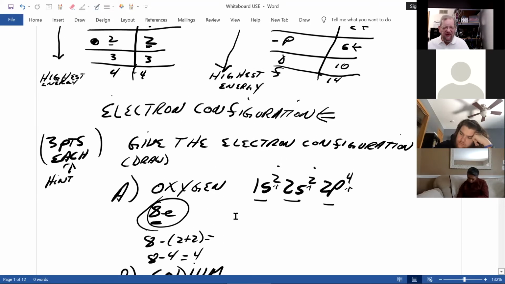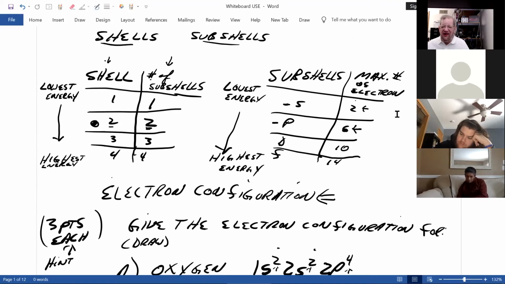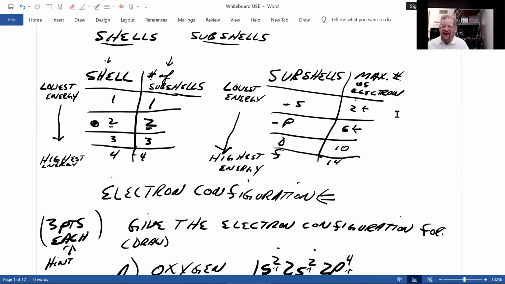And I'll scroll this up so you can see these two tables and get to work. That wasn't polite. Start. Please do the problem. Get to work.